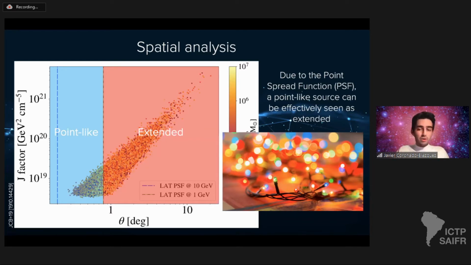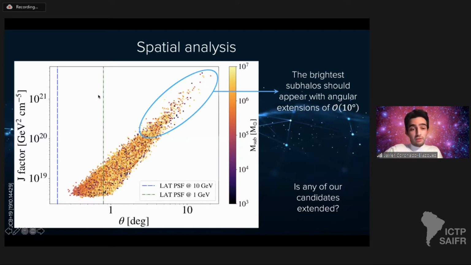This is somehow like conceiving this picture, where you see clearly that these lights here are effectively point-like. Nevertheless, the background lights are somehow out of focus, and you cannot distinguish between a point-like or an extended source. Something like this is happening here. So at the left of these lines, you cannot distinguish between any actual extension or a point-like source. Nevertheless, on the right hand side here, you see that the brightest subhalos should appear as very extended sources for the LAT.